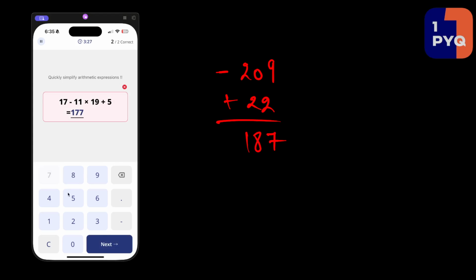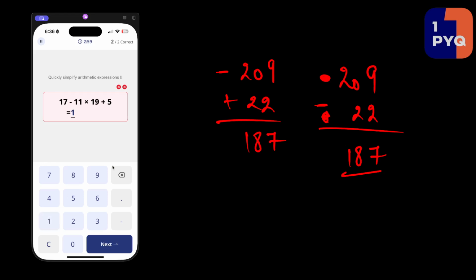No? What went wrong? My goodness. Let me check it one more time. 11 into 19, that is 99, and 1 goes there. 11 ones are 11. This is 209. In 209, this is that of negative. It's a negative number. And 17 plus 5 is going to be 22, right? So let's consider it. This is a minus. There has to be a subtraction. And 187. Why? Oh, it's not 187. It's minus 187. See, that was the mistake that we were committing.